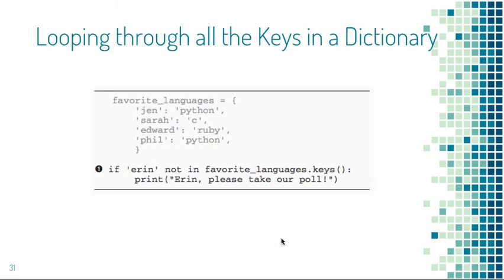You can also use the keys method to find out if a particular person was polled. This time, let's find out if Aaron took the poll. The keys method isn't just for looping. It actually returns a list of all the keys, and the line at 1 simply checks if Aaron is in the list. Because she's not, a message is printed inviting her to take the poll.